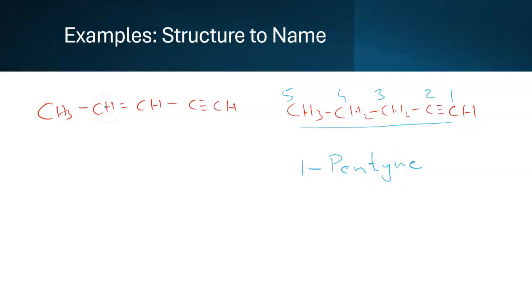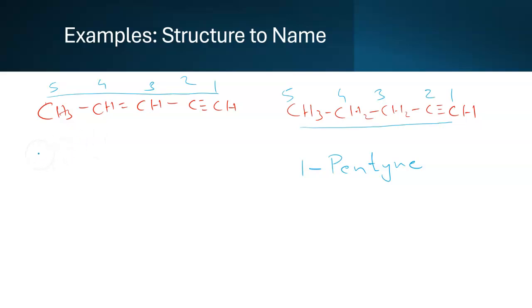Now the next example, where the carbon chain is similar and the numbering will also be similar, but there is also a double bond. This is the longest chain 1, 2, 3, 4 and 5. At carbon number 1 there is a triple bond and at carbon number 3 there is a double bond. Now how to write the name of such an example.